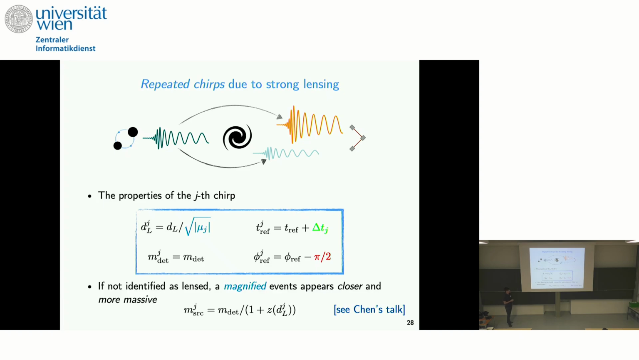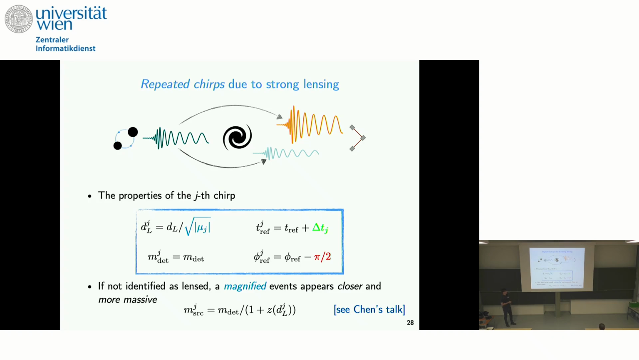However, if you are analyzing an event and you are not taking into account lensing, and you compute the source frame masses of this system, the way you do it is that you take your detector frame masses and divide by 1 plus z, where the redshift you get from the luminosity distance. So if you have a signal that is being lensed and you don't know, then your luminosity distance is going to change. If it's magnified, you're going to think it's closer.